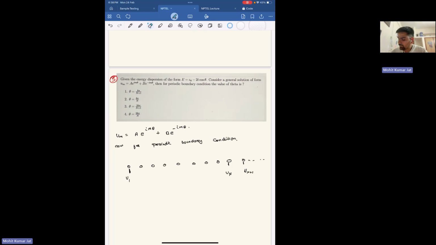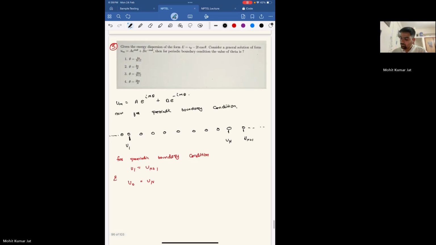So for periodic boundary condition, U1 will be equal to UN plus 1, and if you say U0, the atom which is just before this one, so there will be something like this also, right? Will be equal to UN. This is equation 1, 2, 3.